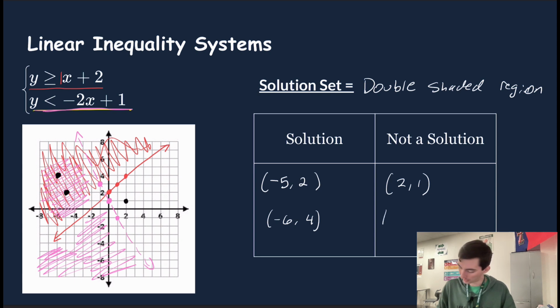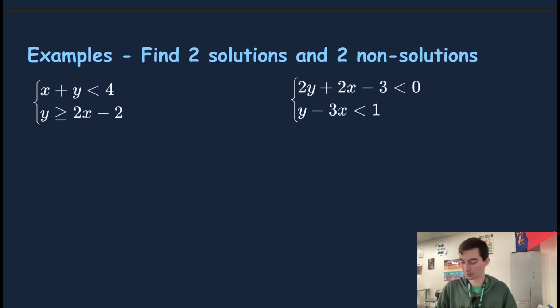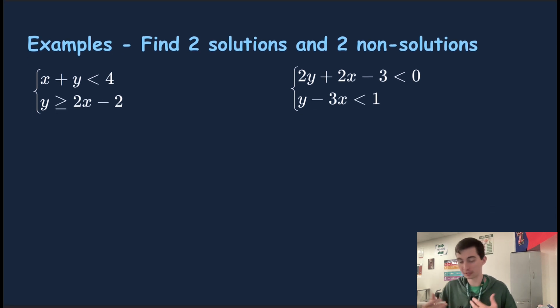But even a point like negative 2, negative 4 would be down here. It's shaded by one of the areas, but in order to be a solution set, it has to be shaded by both. Okay? And now we can use Desmos in order to figure out these solutions. So I'm going to hop over to Desmos and we're going to solve these two examples there.